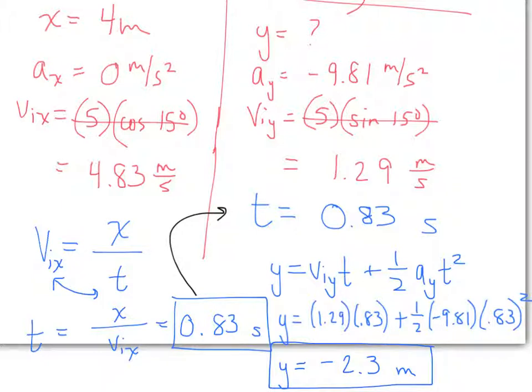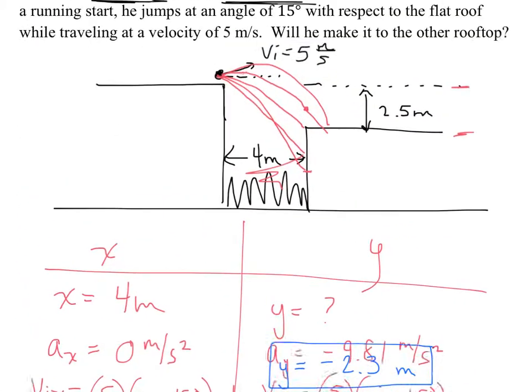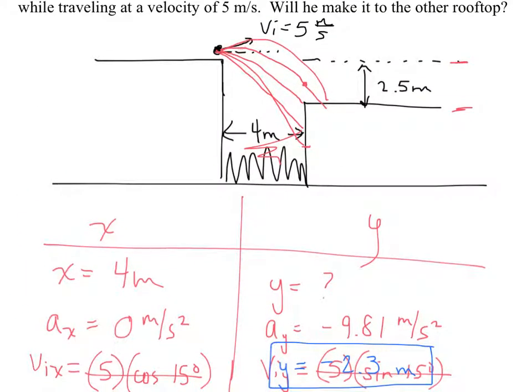Negative 2.3. Okay. So what does this mean? Did you find the mistake? Yeah. All right. Let's go back to the diagram. Negative 2.3 meters. The top building is like the starting point. The next building is 2.5 meters below it. Did he go down more than 2.5 meters?